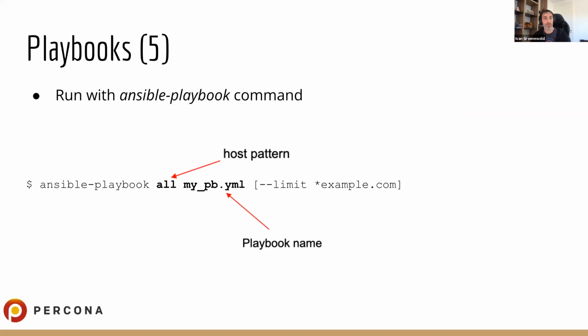To run the playbook, we use the ansible-playbook command, and you have to specify a host pattern, then the playbook name. In this case, we're doing all as the host pattern. And after the playbook name, you can further refine which of the hosts will be run against by using the limit option. So the host pattern is the first filter, and then you can further limit within a host pattern with the limit argument, okay?